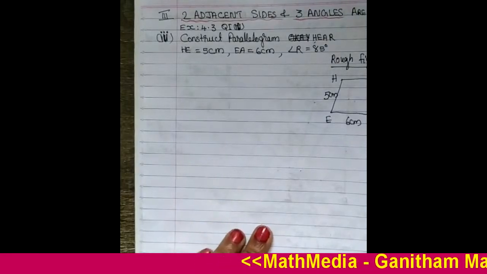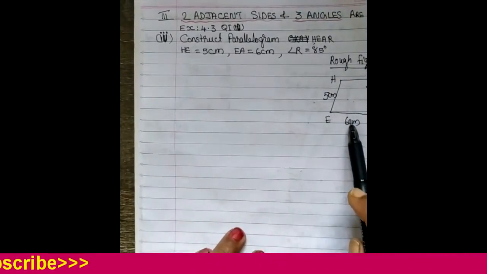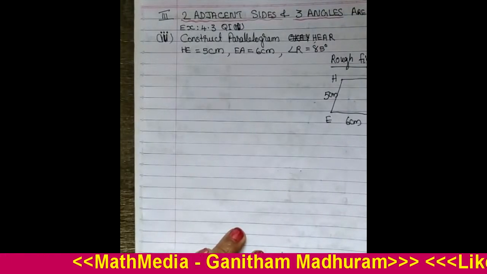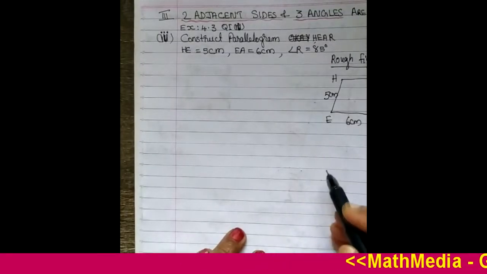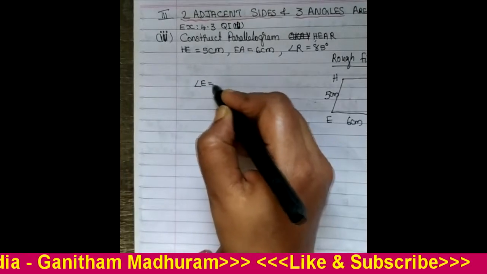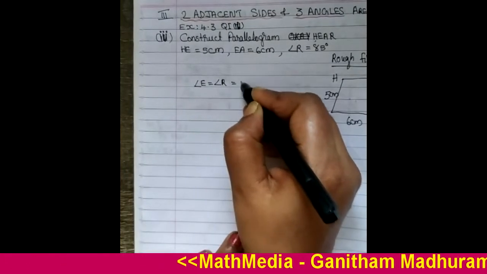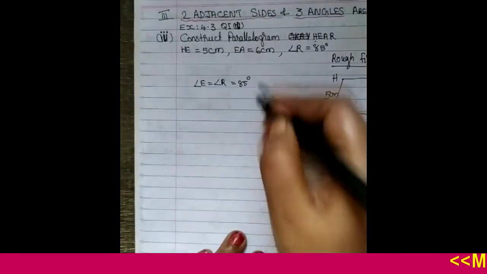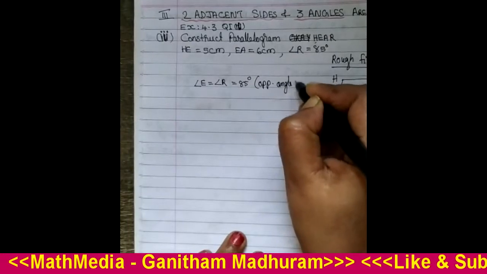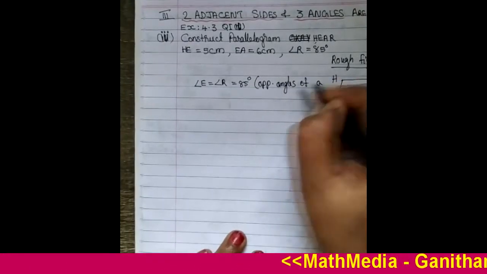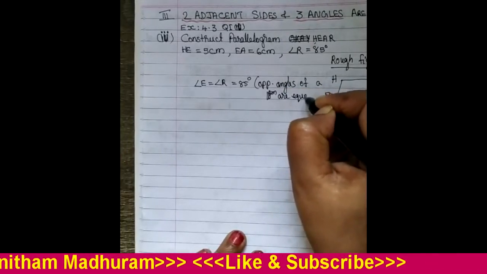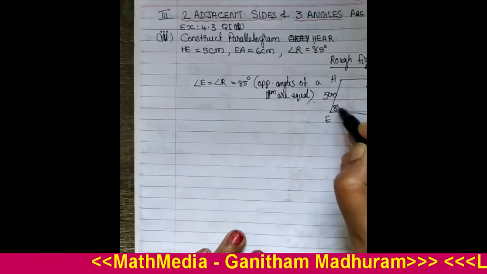As you know that two adjacent sides are given. If you know the included angle, then only we can construct the quadrilateral. So here by using the properties of parallelogram, angle E equal to angle R equal to 85 degree. The reason is opposite angles of a parallelogram are equal. So here we have to write 85 degree.